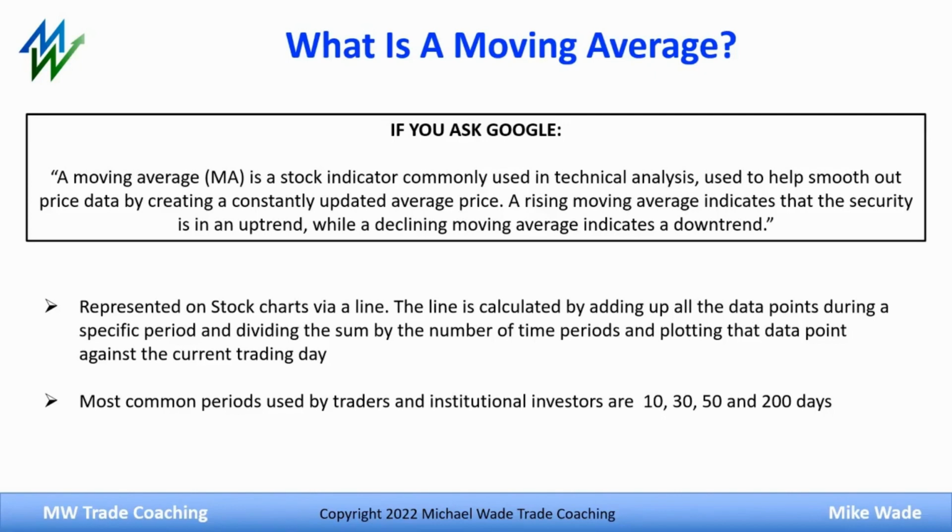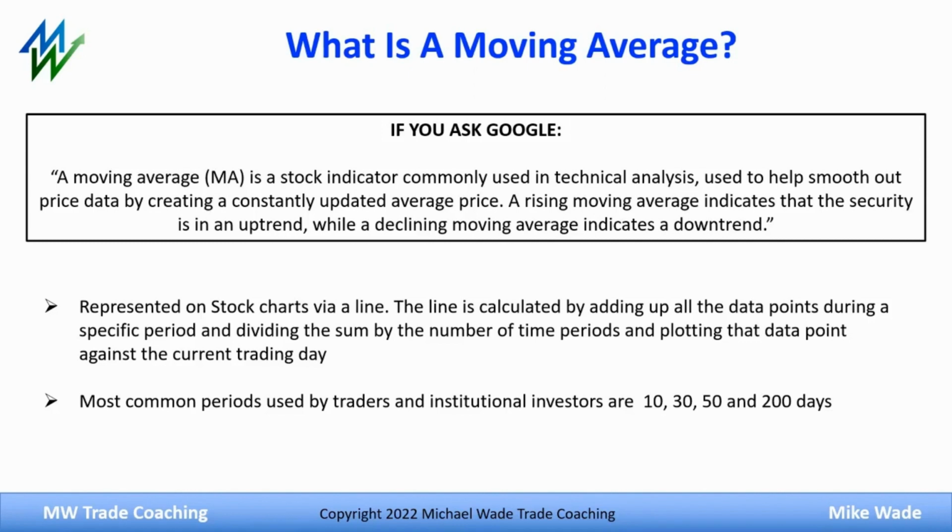our 200-day moving average. Now, the most commonly used periods for a moving average by both traders and institutional investors are the 10, the 30, the 50, and the 200. Now, what are the major differences between the 10, the 30, and the 50, and the 200? Well, fundamentally, the time periods, 10 days, 30 days, 50 days, and 200 days, respectively. Now, the 50 and the 200 are used by institutions as the major long-term moving averages. And then the 10 and the 30 are their short-term moving averages.